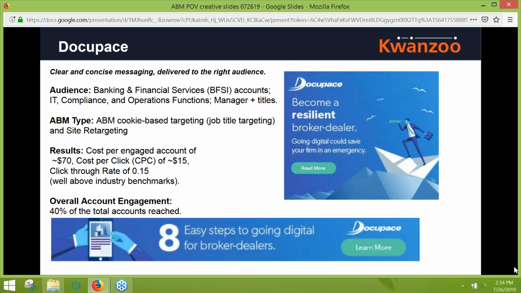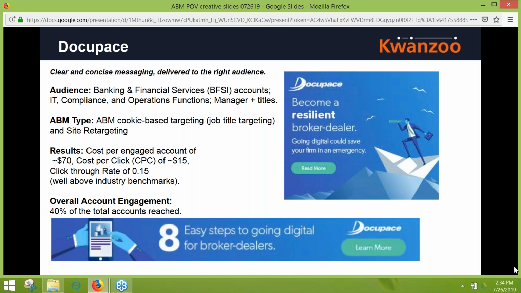at engaging an entire account. That's pretty healthy relative to just thinking about one person filling out a form and paying a cost per lead, which can also be pretty damn high, as you know, in B2B. So think beyond leads, think about account engagement. CPCs here at an individual click level are also pretty decent. CTR is actually well above industry benchmarks. We think about 0.06 to 0.08 as fairly typical display CTRs.